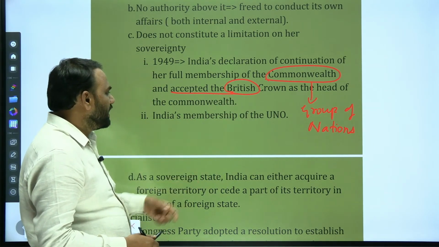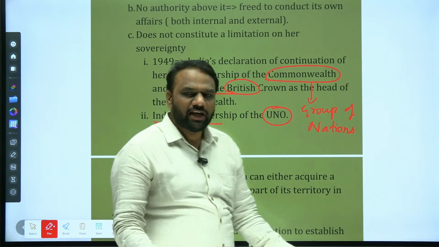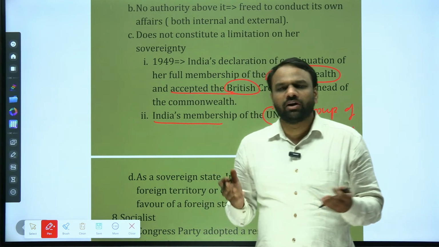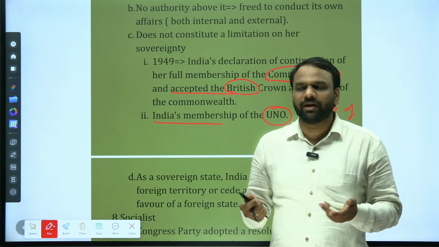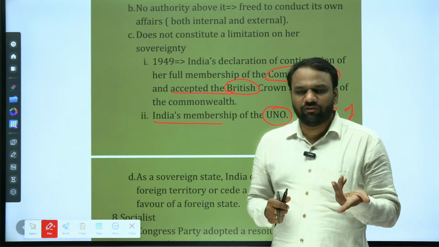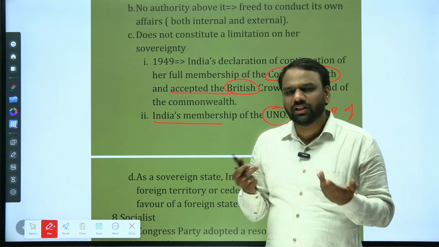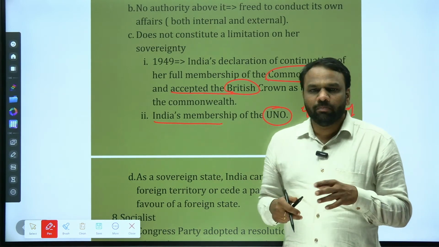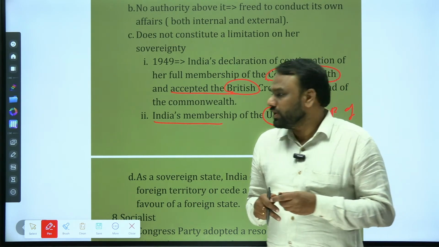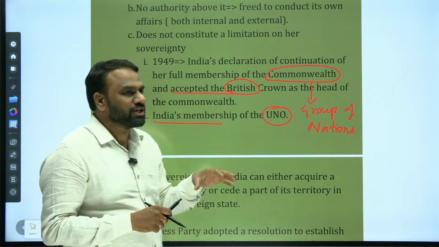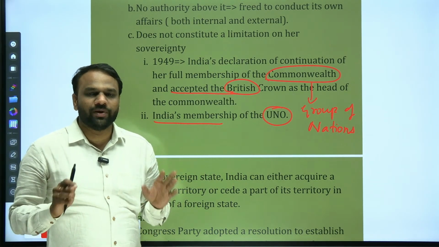Next, India's membership of the United Nations organization. Presently India is a member of the UN. Not only India, around 193 countries are members of the UN. All the developed countries as well as developing countries are members of the UN. An example of a developed country might be USA, and also European countries like UK, France, and China. So being a member of the UN does not mean that we have compromised our sovereignty. These two aspects should not be presumed or interpreted as a limitation on the sovereignty of India.